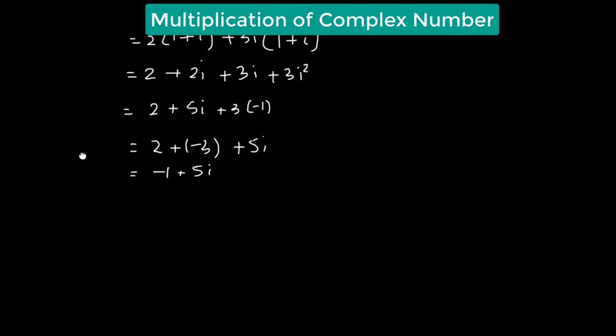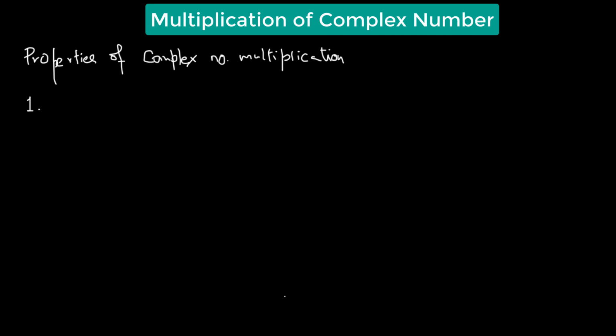Now we discuss the different properties involved in the algebra of complex number multiplication. So, properties of complex number multiplication. We talk about the first property. So the first property is that multiplication is commutative.